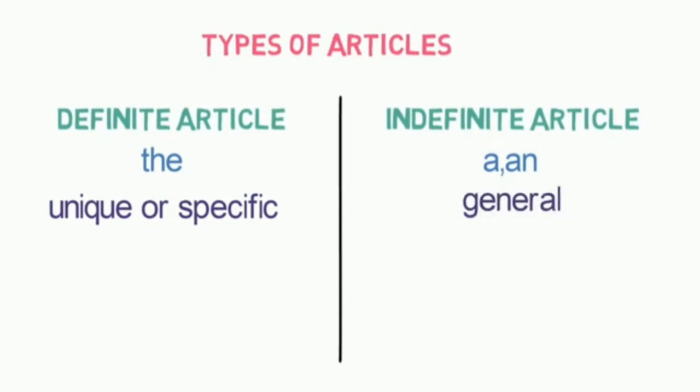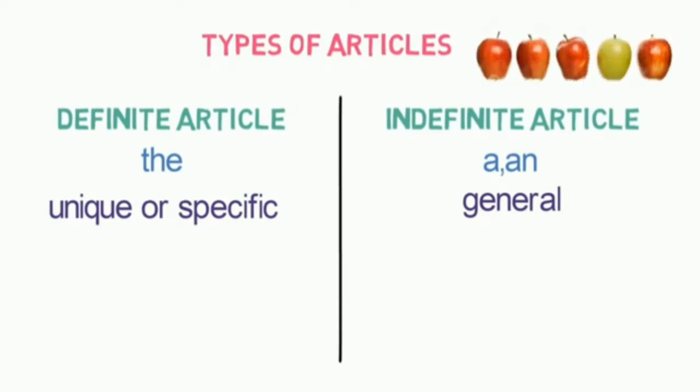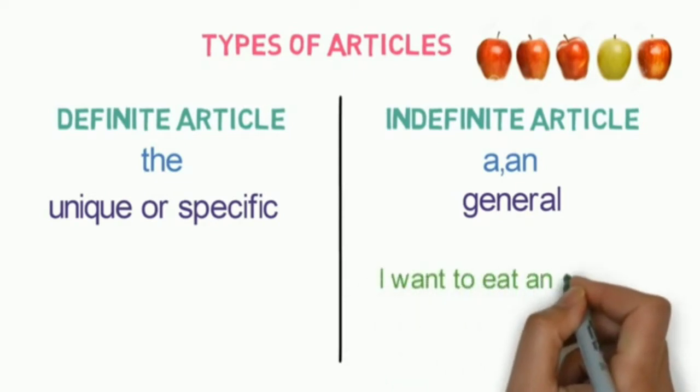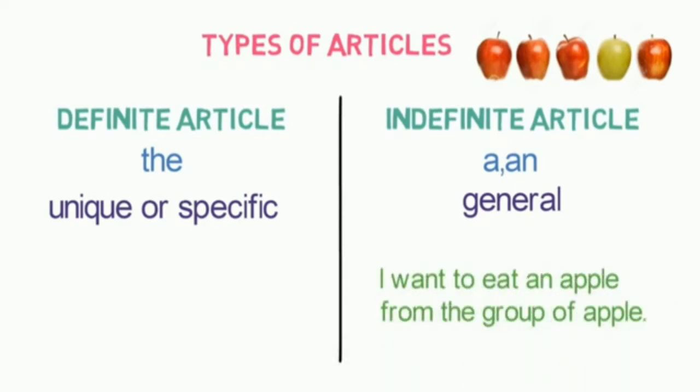Now, let's look into an example to understand it better. Suppose there is a group of apples in front of you and you are given a choice to eat one of them. If you want to eat any one from it, then what will you say? You will say, I want to eat an apple from the group of apples.